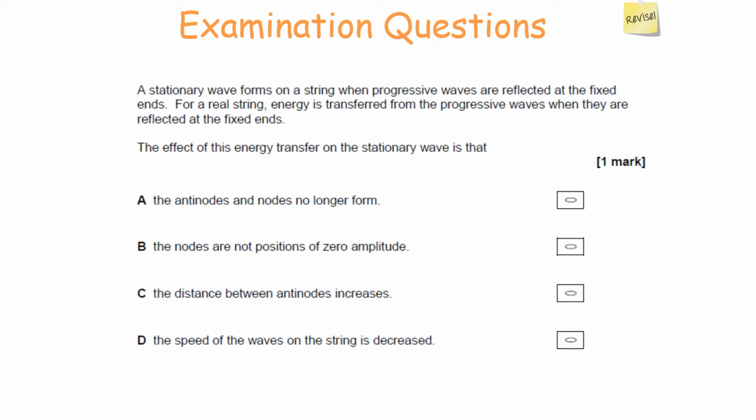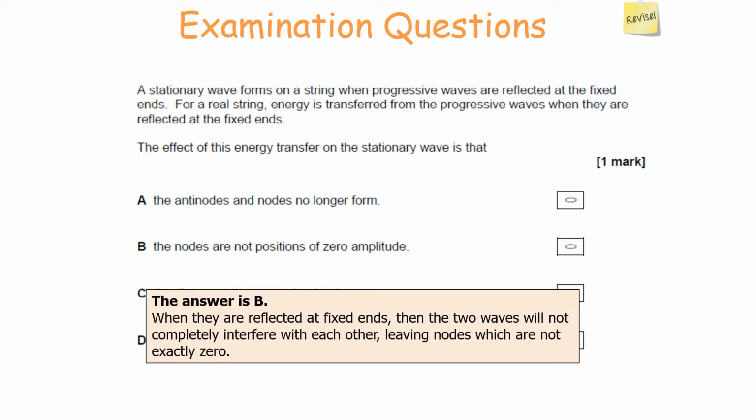Now, the important thing you've got to note is that when they're reflected in the real world, you won't get this exact interference pattern where you'll get complete nodes and complete antinodes. So it's not that the nodes and antinodes no longer form, but rather the answer would be B, that the nodes would not be positions of zero amplitude, because you won't actually get the two waves completely cancelling out, so they wouldn't go to exactly zero. So our answer in that instance was B.